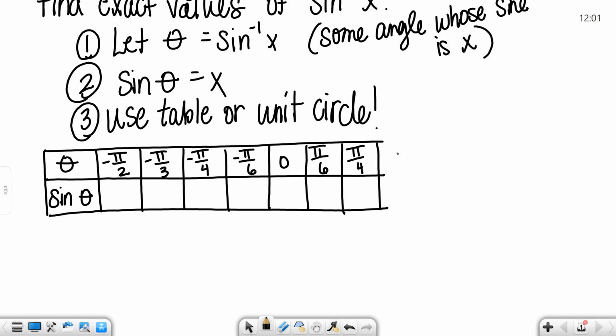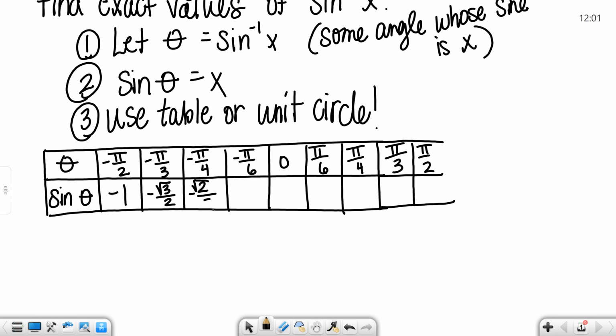Just for an easy way of thinking about it, they're all 30, 45, 60, 90, and 0. I'm doing that in radians. So if I'm looking at my unit circle, the sine of negative pi over 2, the y value at negative pi over 2, is negative 1. At negative pi over 3, it is negative square root of 3 over 2.